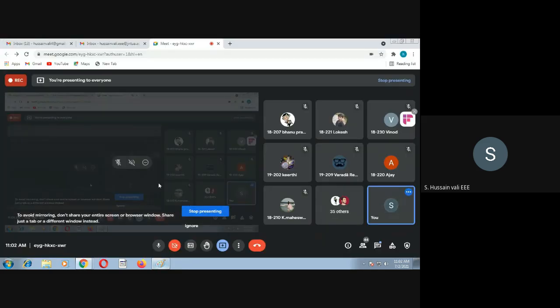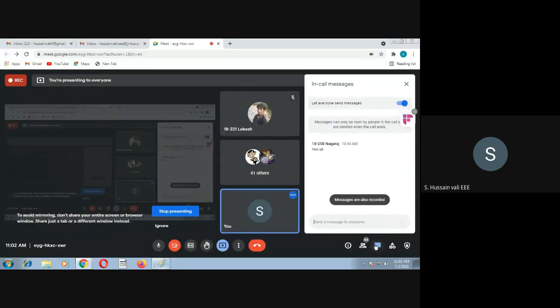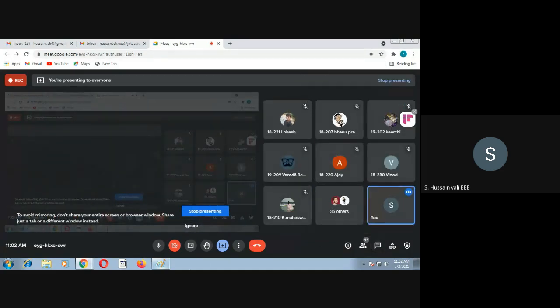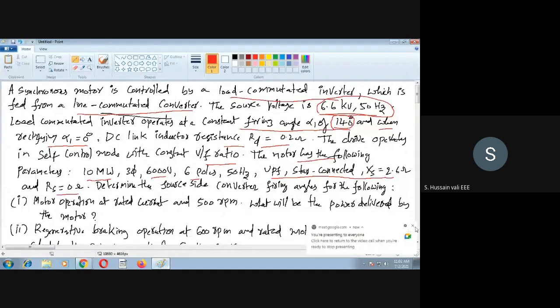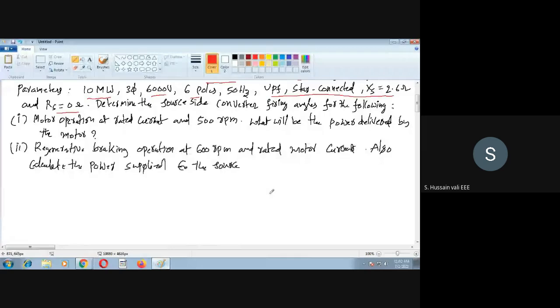First of all, where can we find this angle alpha? Somewhere we need one equation so that we can find out the alpha. So I will tell you one equation which relates the rectifier firing angle. Now the rectifier is a controlled rectifier, so for a controlled rectifier, what is the output voltage equation?